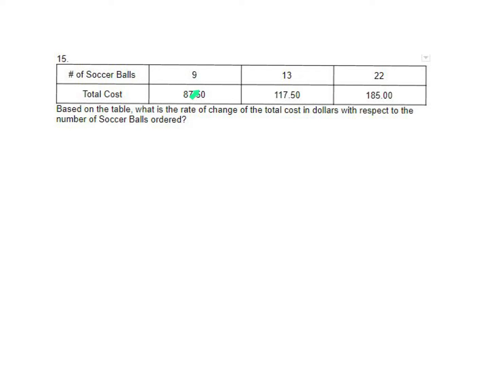Now, this doesn't say that this is direct variation. So it doesn't say that you can divide $87.50 by 9 and get the constant of variation and then apply that to all the others. It's just listing a table, and it asks, what is the rate of change of the total cost in dollars with respect to the number of soccer balls ordered? Okay, so what we need to do is find the rate of change, which is the slope. Remember that the slope is the change in y over the change in x.